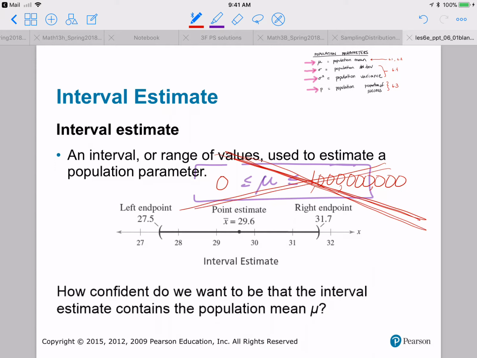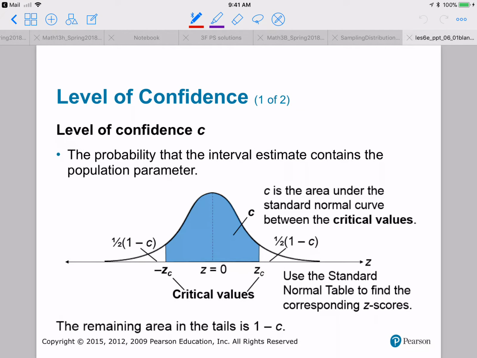So the key is to give an interval estimate that is helpful. The narrower we make the interval estimate, the more likely it is that the interval doesn't contain the actual population mean. So it's a trade-off between accuracy and having the interval actually contain the population mean. This brings us to the next concept, which is level of confidence.